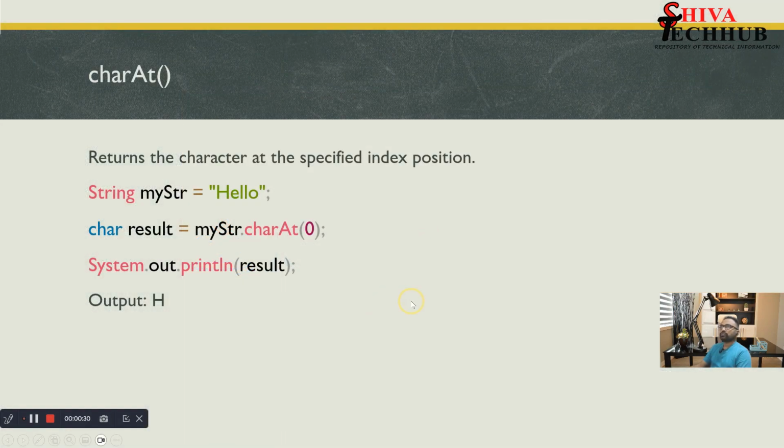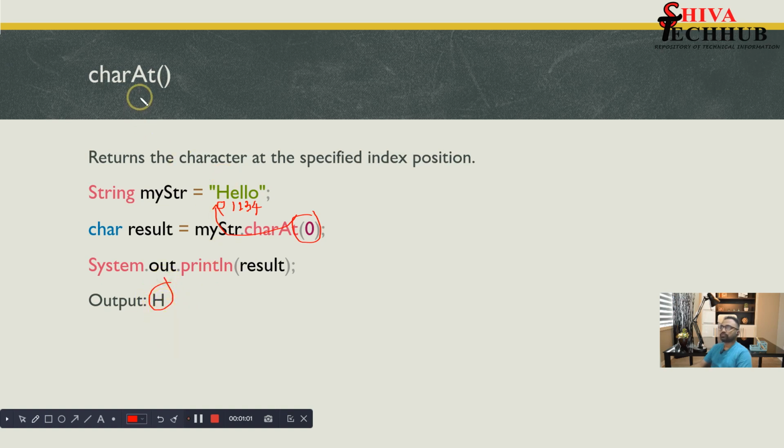Okay, so the first string handling function is charAt. As the name itself indicates, it returns the character that is specified at the given index position. For example, this is the 0th index, this is the first index, this is the second index, this is the third index, and this is the fourth index. Now here, you are specifying 0, right? So the character that is present at the 0th index position is h. So that will be returned as an output. So this is the charAt function in Java.